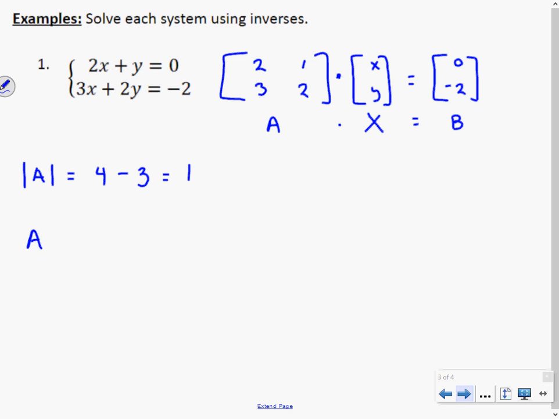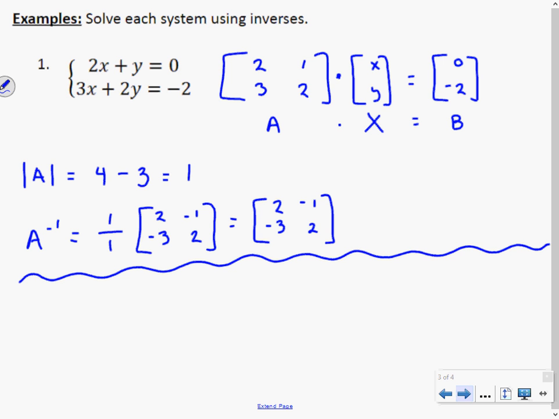The inverse of A is going to be 1 over the determinant, which was 1, times, and then we said that the A and D values are going to change. In this case, they were both 2s, so it doesn't make a difference. And then the 1 and the 3 are going to change sign. So our inverse matrix here is 2, -1, -3, 2. So now we've done all of the setup, and we're ready to actually solve.